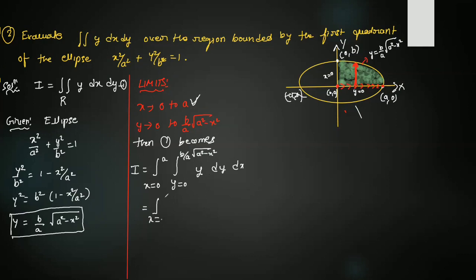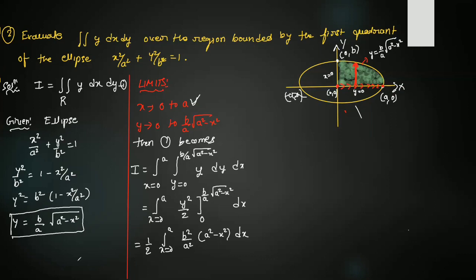Keep x from 0 to a as it is. The integration of y is y square by 2. Limits are 0 to b by a square root of a square minus x square, dx. Let me keep this 1 by 2 outside, with x from 0 to a. In place of y, if I substitute the whole term, I'll get b square by a square. The square root and square get cancelled, a square minus x square dx.